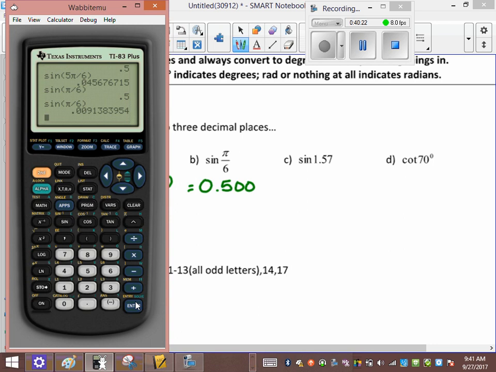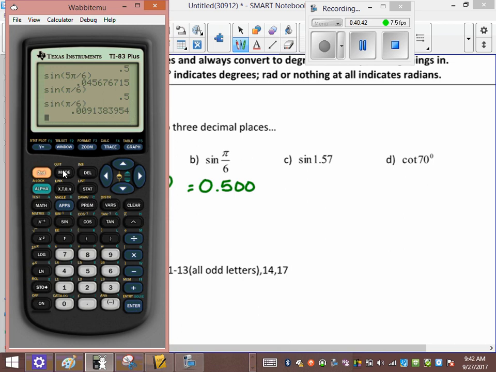Sine of 1.57, is that degrees or radians? Radians, because it doesn't have a degree symbol. So I need to go to radians. Could I convert that to degrees? Yes, but why? This is like a really easy question. If you're converting it to degrees, then plugging it in, you're making your life way harder. So don't. There are some times when putting it to degrees is not better.